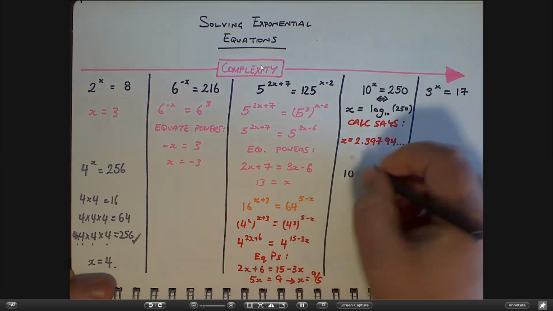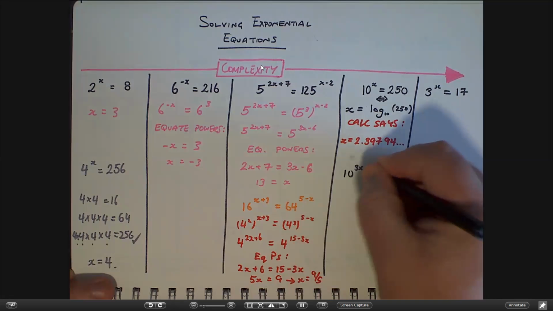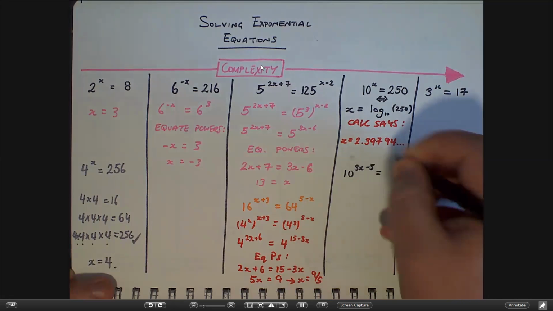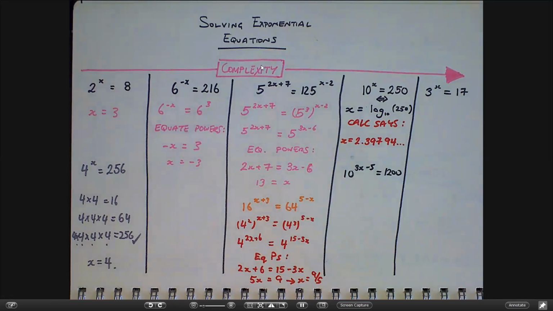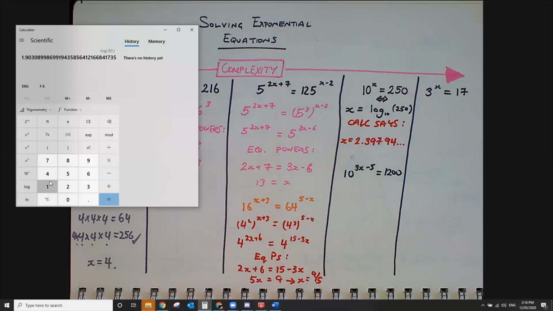Let's go 10 to the 3x minus 5 equals 1,200. All right, so you might say, oh God, how can I possibly do that? Well, we use logs. So 10 to the power of what gives us 1,200? Well, we use our calculator here. We say 1,200 log, and it says the answer is 3.079.